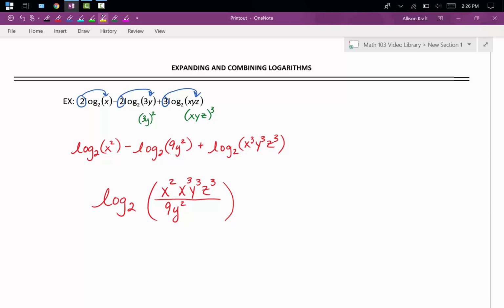Now we want to look at our argument and see if we can simplify. Notice that we have x's on the same side of the fraction. We can combine those by adding our exponents. Also notice that we have y's on the opposite side of our fraction. We can combine those by subtracting our exponents. This is going to give us log base 2 of x to the fifth, y to the first, z to the third over 9.